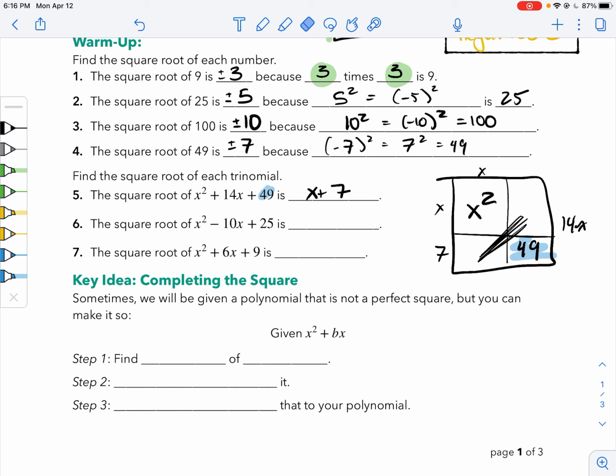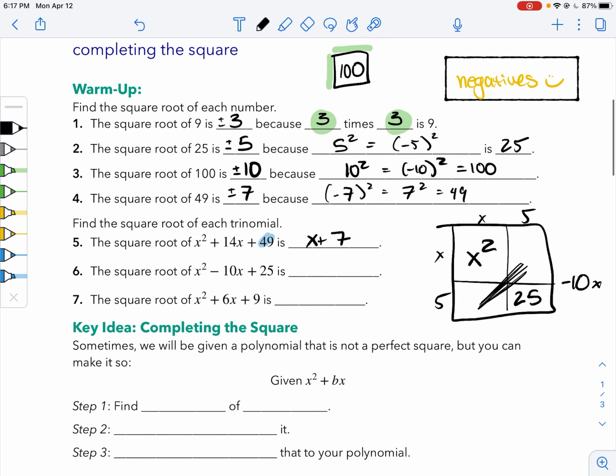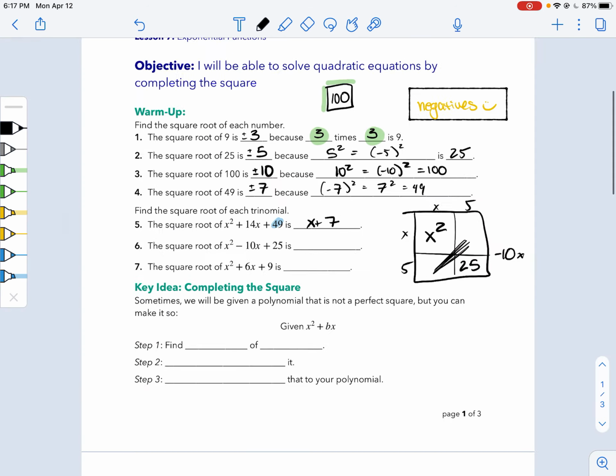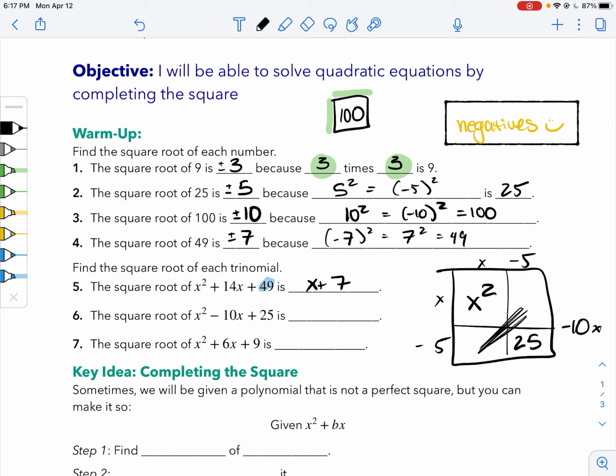Similarly, instead of 49, we've got x squared plus 25. And this time the middle stuff adds up to negative 10x. Well, I know 5 times 5 is 25, but 5x plus 5x is positive 10x, so this needs to be negatives. So that's negative 5, negative 5. That gives us x minus 5.